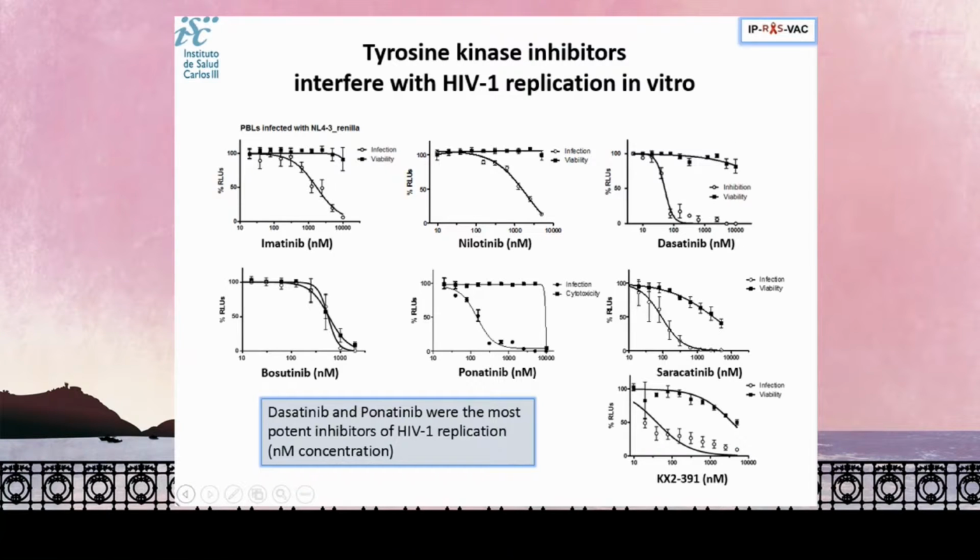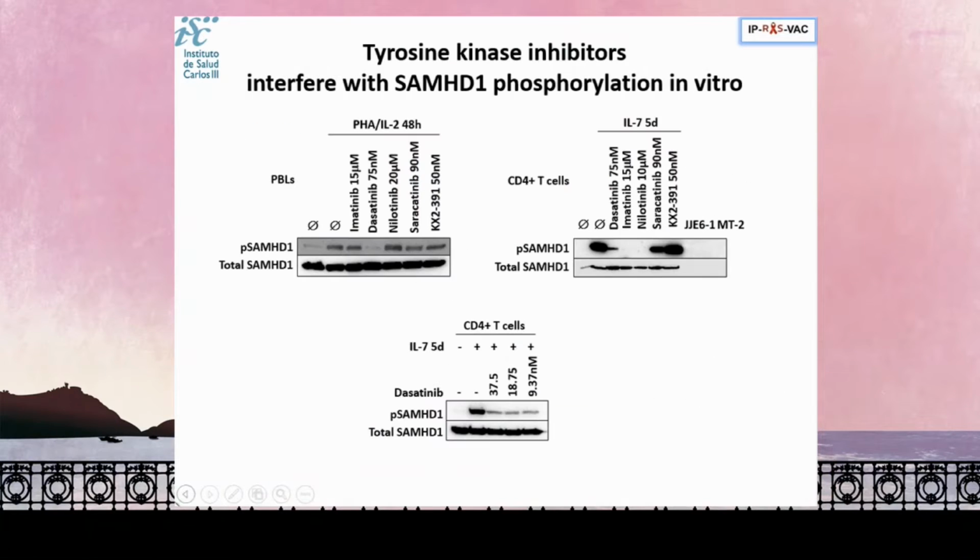So we tested in vitro what happened with these tyrosine kinase inhibitors when cells were infected with HIV-1, and we observed that all of them were able to interfere with HIV-1 replication, with the exception of bosutinib, which was very toxic in vitro. We also determined the effect of other tyrosine kinase inhibitors that are not in the clinic but are in clinical trials. We observed that dasatinib and ponatinib were the most potent inhibitors of HIV-1 replication, at nanomolar concentrations.